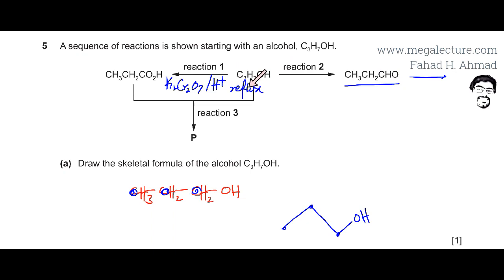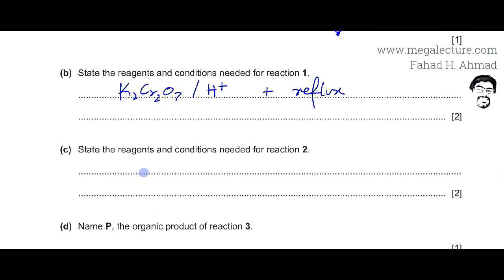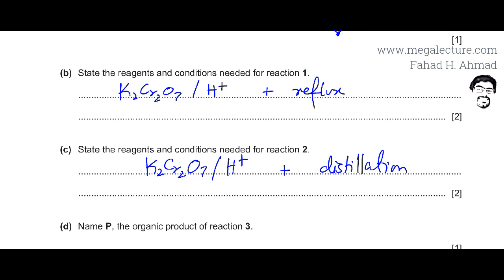What you're doing is you're not using reflux, but you're using distillation, because as soon as the aldehyde is produced, it has relatively lower melting and boiling points. The aldehyde is going to escape and it can be distilled at the other end. It can be taken out from the mixture. If you don't take out the aldehyde from the mixture, it's going to get converted into a carboxylic acid eventually. So the conditions are going to be K2Cr2O7, potassium dichromate(VI), acidified, but instead of reflux, you will be using distillation, because distillation would help us remove the aldehyde very quickly, and that would be taken out of the container.